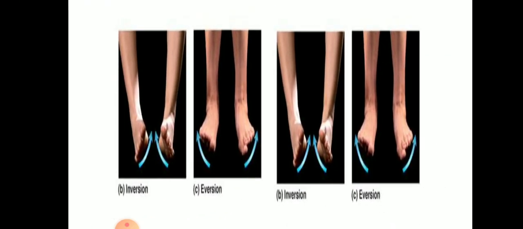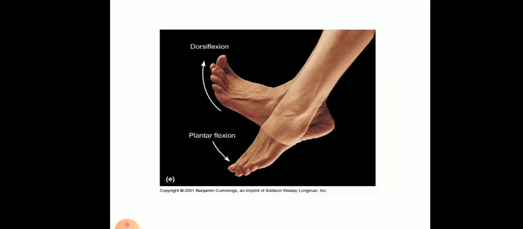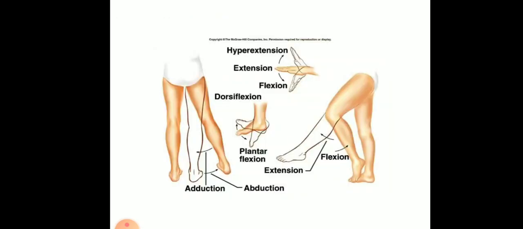And after that I am talking about protraction. Protraction is moving a part forward, such as thrusting the chin forward. And then retraction is moving a part backward, such as pulling the chin backward.